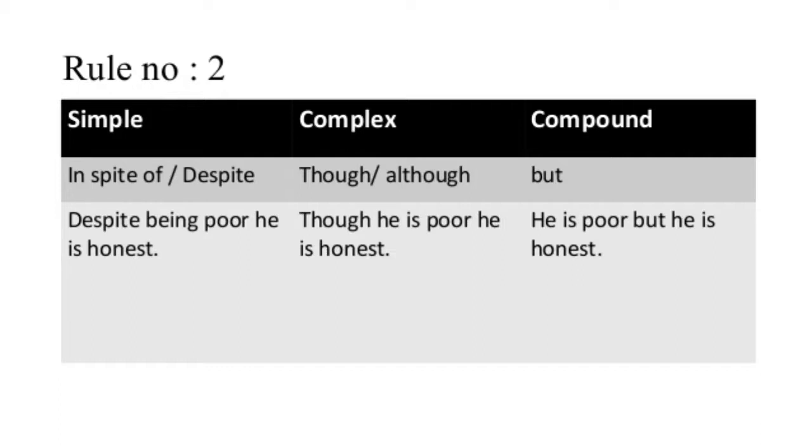So understand the things carefully, children. In rule 2, if in the simple sentence the sentence starts with in spite of or despite, in compound you have to use the coordinating conjunction but, and in complex sentence you have to use subordinating conjunction though or although. So in simple sentence, despite being poor, he is honest. In compound, he is poor but he is honest. In complex, though he is poor, he is honest. So that's all from rule 2. Let's see some exercise for rule 2, children.